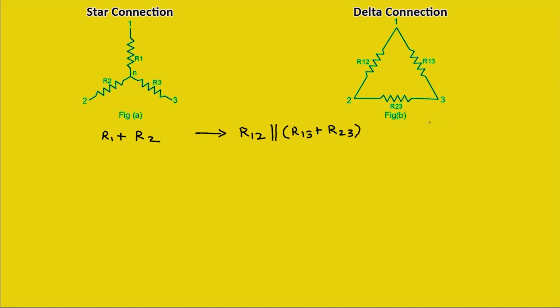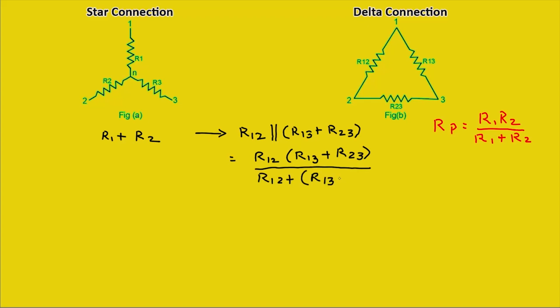We know that when two resistances are connected in parallel, effective resistance Rp is equal to R1 into R2, that is product of the resistances divided by R1 plus R2. Similarly, here this comes R12 into R13 plus R23 divided by R12 plus R13 plus R23.